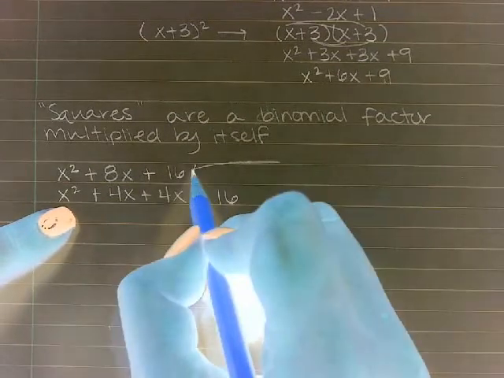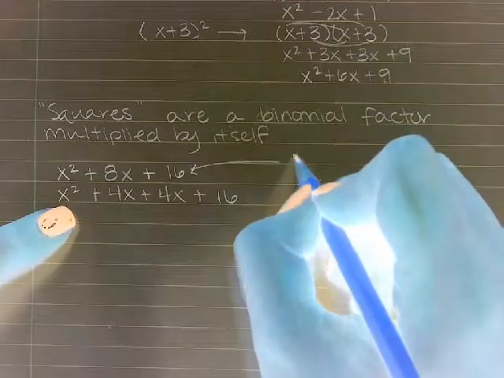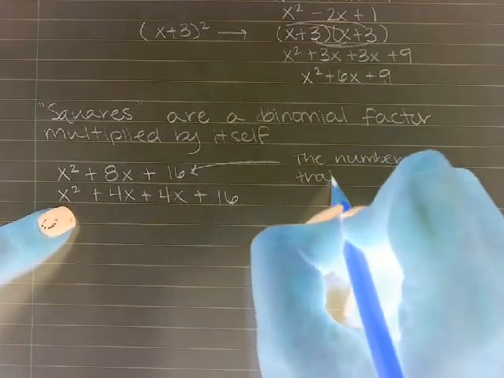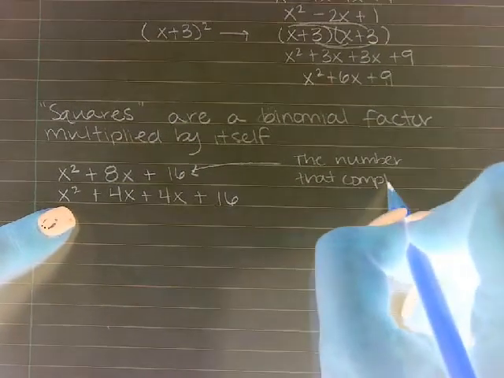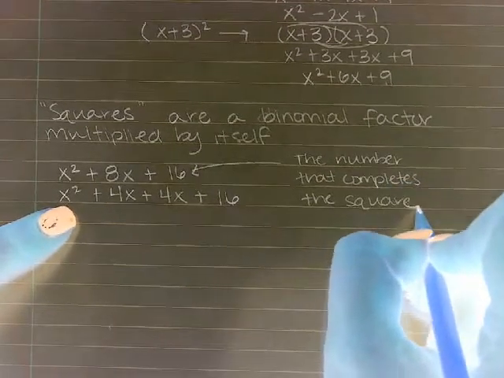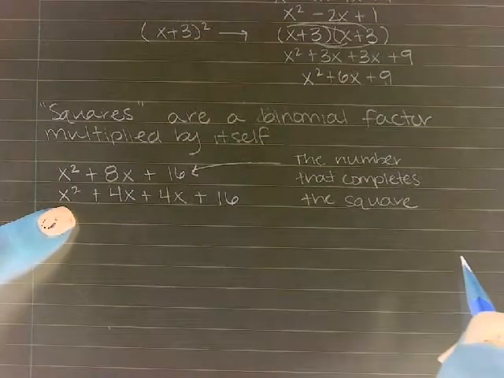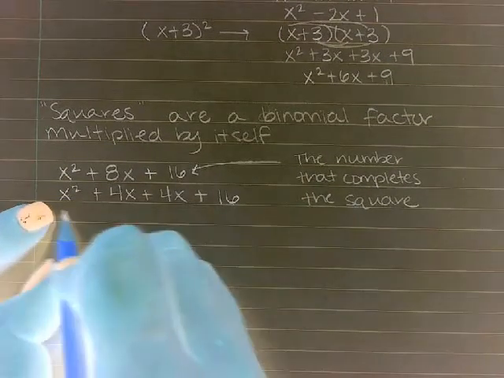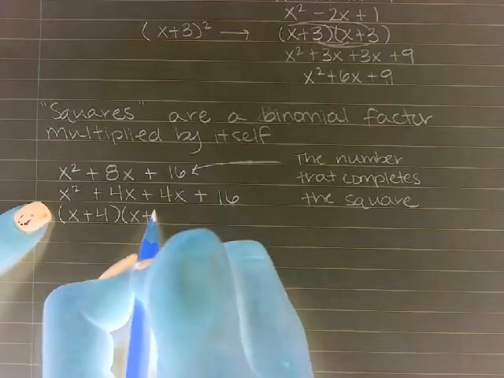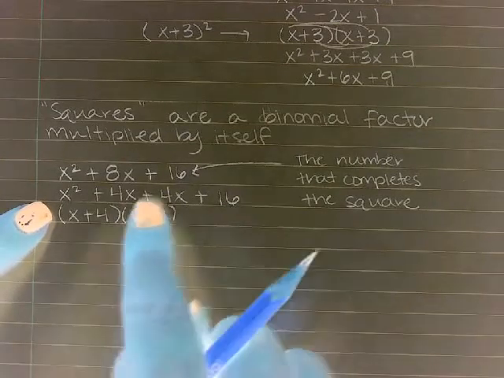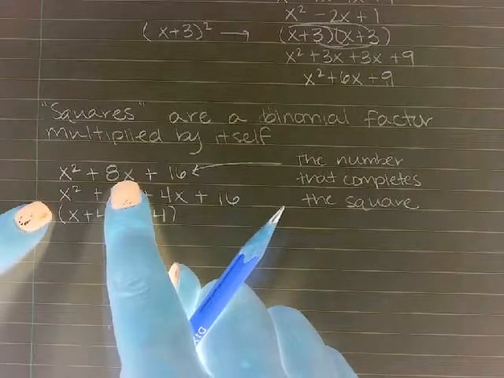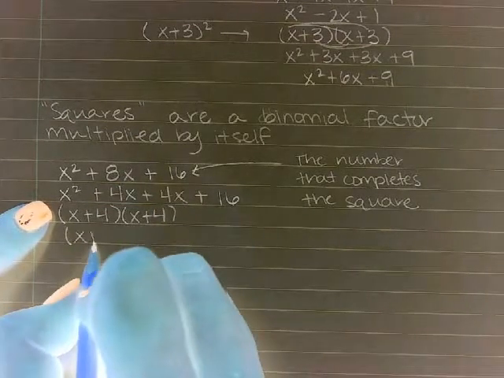So when we talk about this 16, this is the number that completes the square. That is the number that completes the square. So if we were to write this in factored form, we would say that's x plus 4 times x plus 4, because we're looking for two things that multiply to 16 but add to 8, x plus 4 and x plus 4, and we would say that's x plus 4 squared.